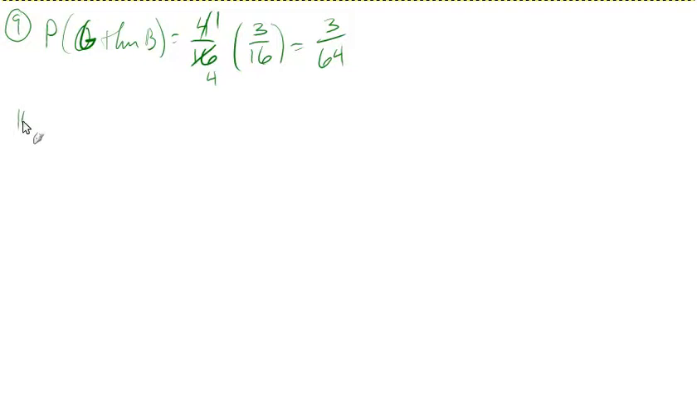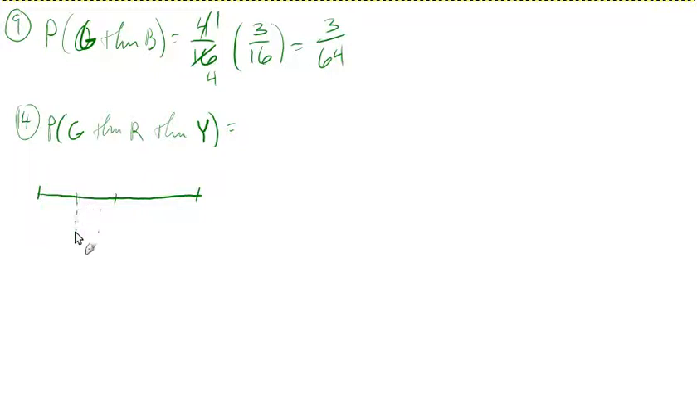Now we'll do number 14. Now you want to know the probability of green, then red, then yellow. Well, from the last one, we know that green happens 1/4 of the time. So a fourth of the time we get green. First we want to get green, then we want to get red. So 1/4 of the time we'll get green, and we'll go on to try and get red, and that'll happen 5/16 of the time, so a little bit more than a quarter of the time. We'll go on to get red as well.